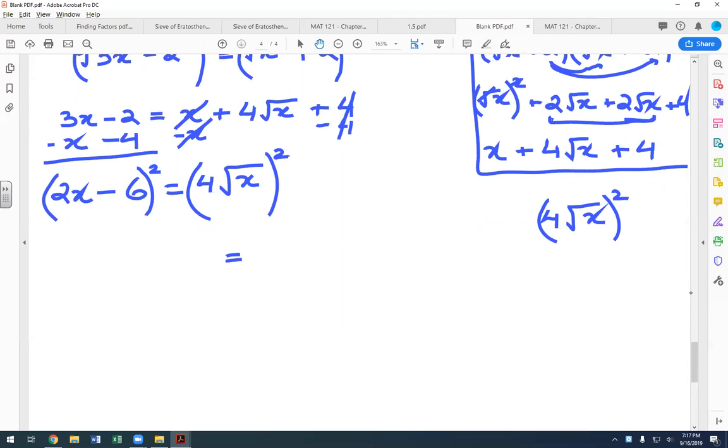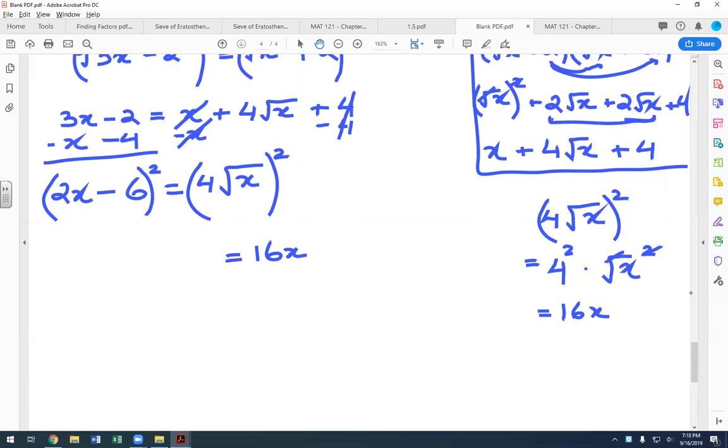This is where I can actually distribute my exponent. So I can distribute it and get 4 to the second power and square root of x to the second power. As long as there is no plus or minus sign between those terms, you can distribute your exponent. 4 squared, of course, will give us 16. The square and the square root here will cancel each other out, giving you 16x on the right-hand side.